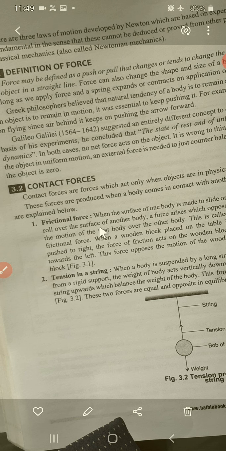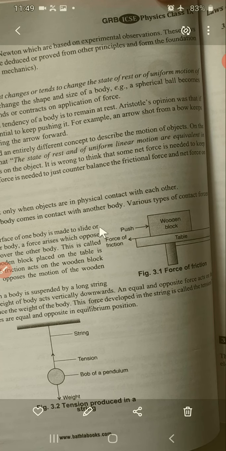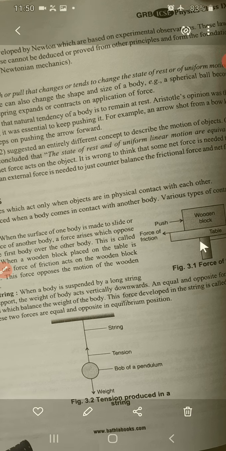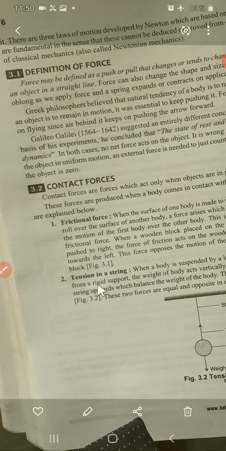First, frictional force. We can understand this force from the figure. It is a table, and on the table a wooden block is shown. When we apply a push on the wooden block, the table applies a force against the motion. It is called frictional force. So, frictional force is a contact force which arises during the motion of the block when it is in physical contact with the table.